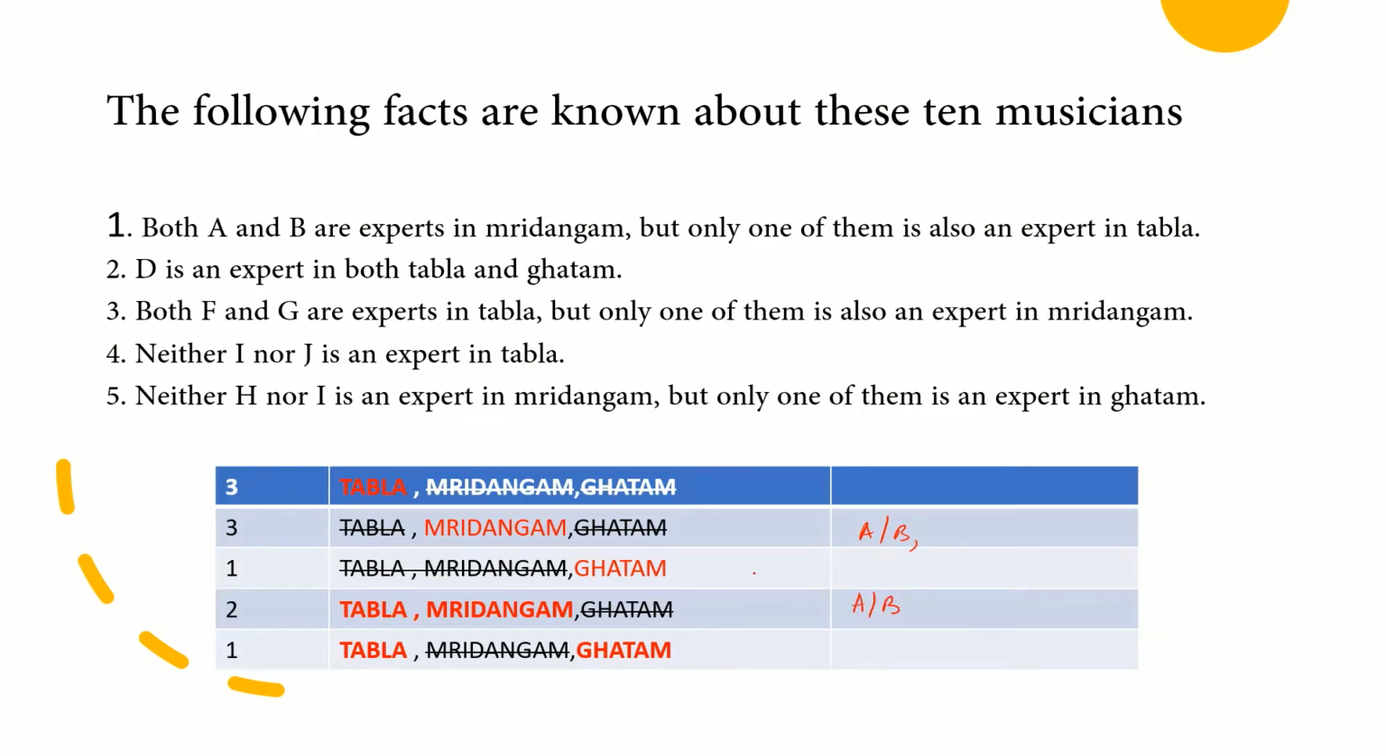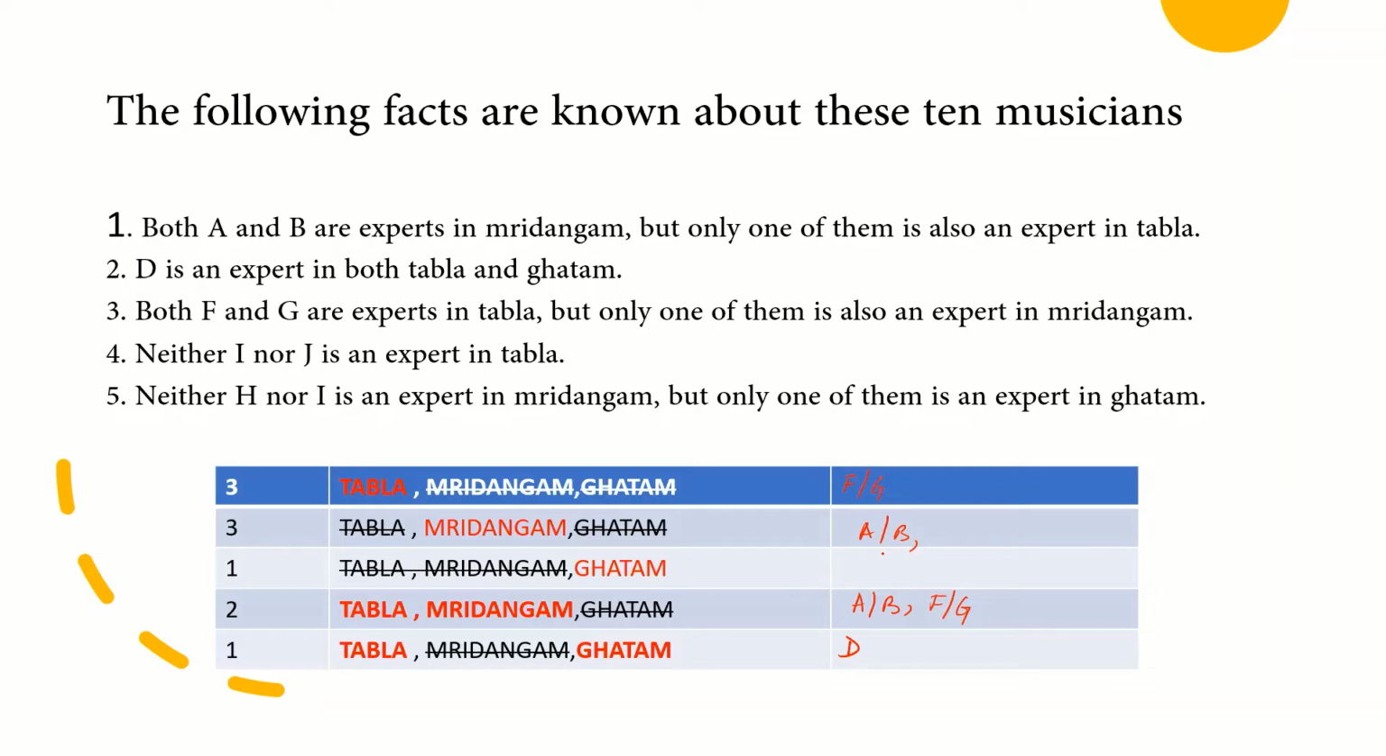D is an expert both in tabla and ghatam. So this is D. So we had one person who was an expert in both, and that is D. Both F and G are experts in tabla, but only one of them is an expert in mridangam. So we can have F or G here, or we can have F or G here. Neither I nor J is an expert in tabla. So I can have I or J at multiple places.